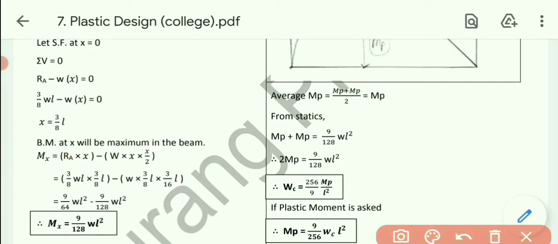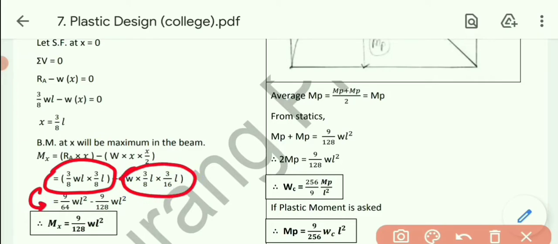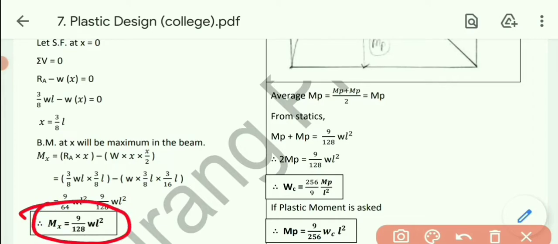By simplifying this one, we will get 9 by 64 into WL square, and by solving this one we will get 9 by 128 WL square. Okay, by simplifying these two terms we will get Mx equals 9 by 128 WL square. So this is the maximum bending moment which can be produced over the half UDL acting fixed support.